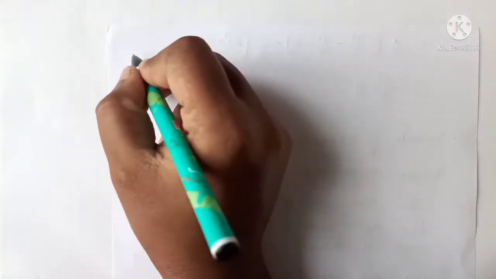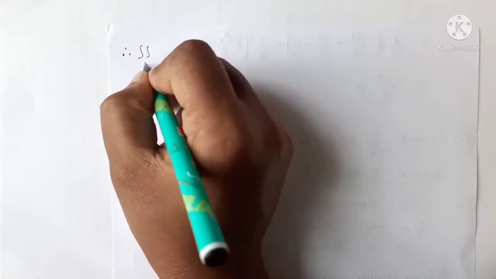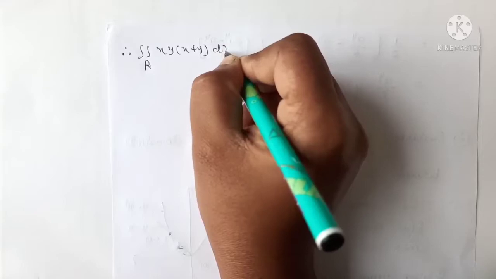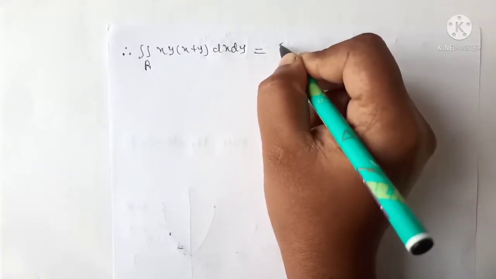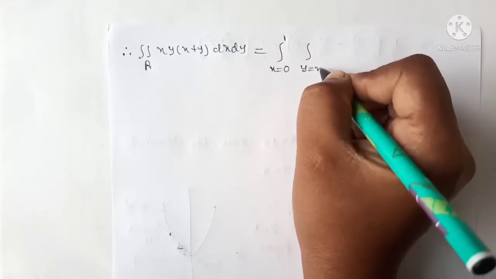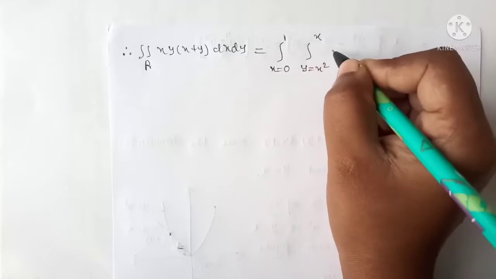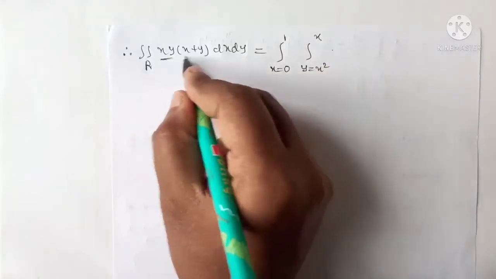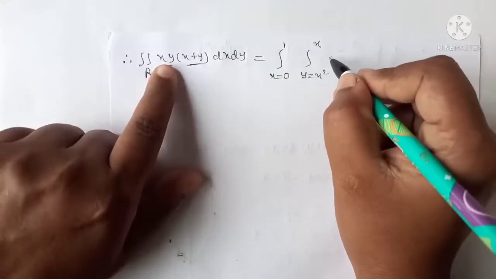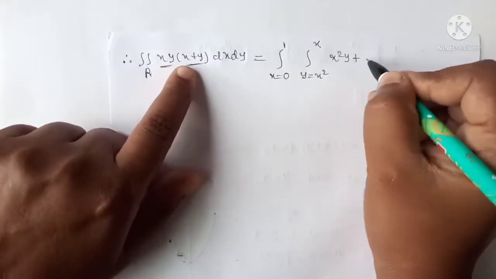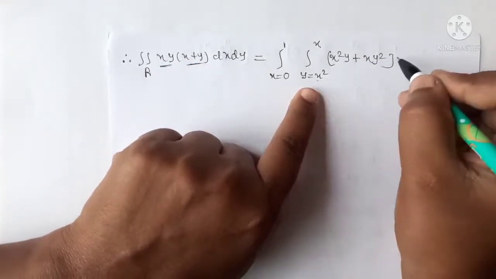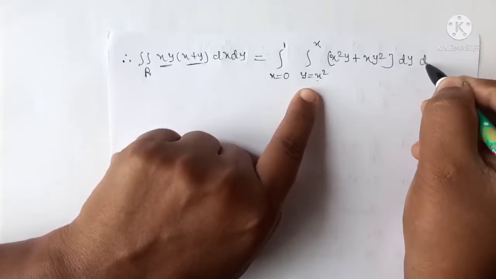So therefore the given integral becomes the double integral of (x plus y) into dx into dy. It can be written as x limits are x equals 0 to 1 and the y limits y equals x square to x. So multiplying xy with this bracket x plus y, x into x gives x square y plus x y square. See here, these are the limits of y, therefore we should write dy then dx.